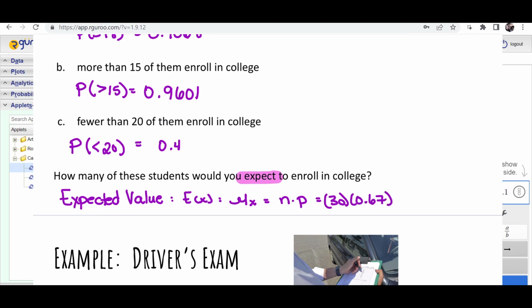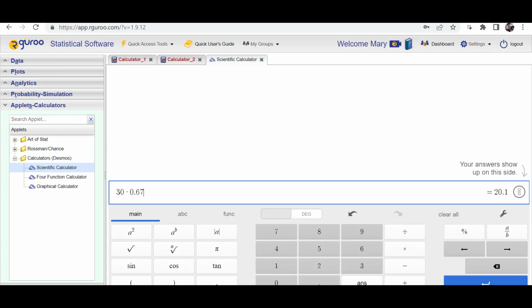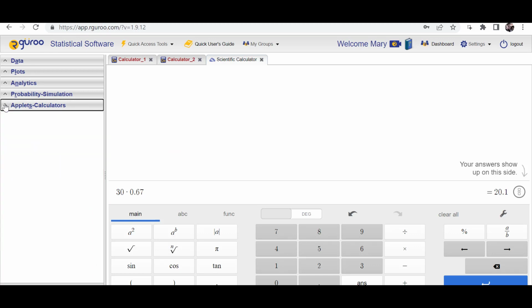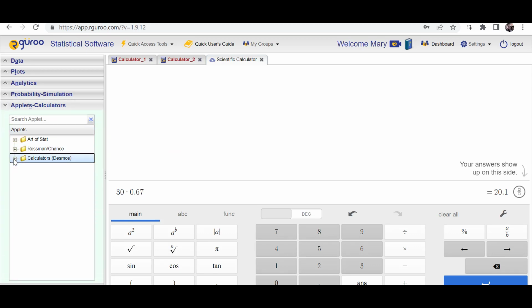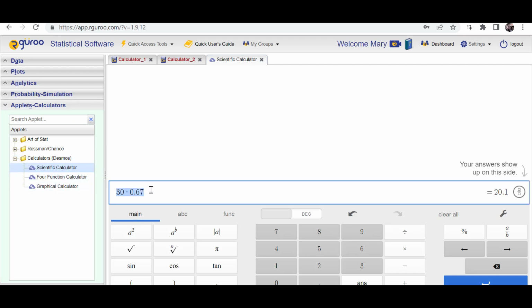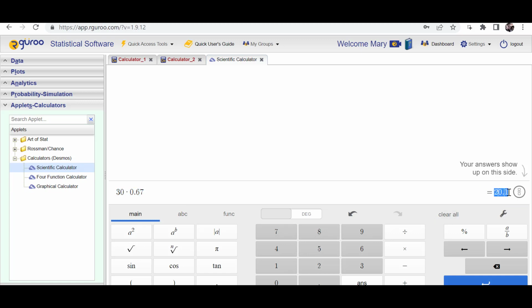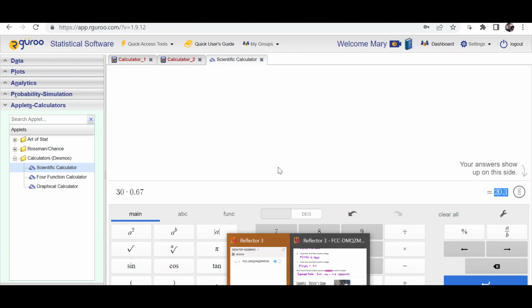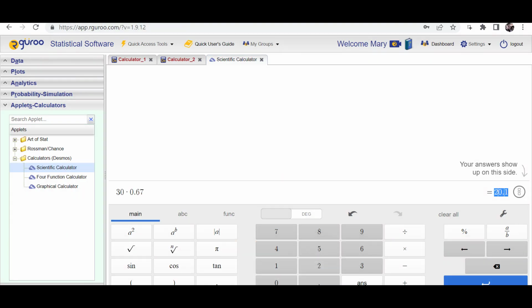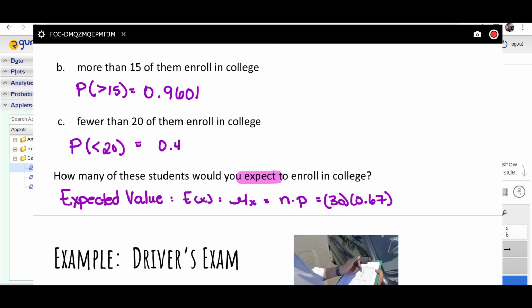0.67 is the probability. So then, I just want to show you, if you go to Apply's and calculators and maximize the Desmos calculators, you have 4 calculators to choose from. You can see that I did 30 times 0.67, and I got 20.1. So let me put that in.